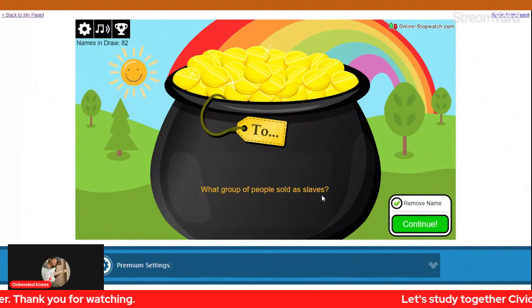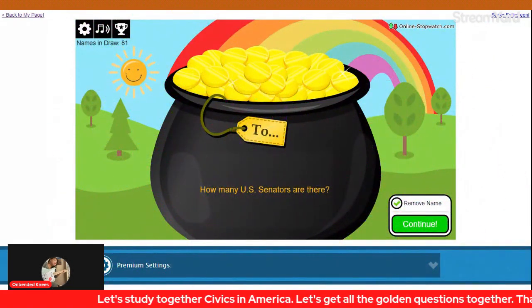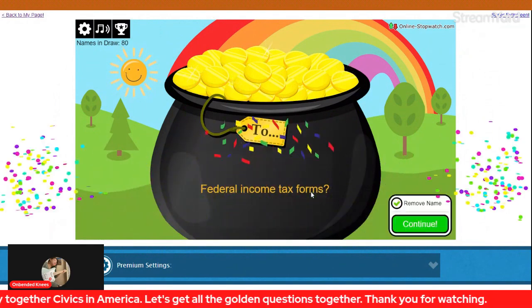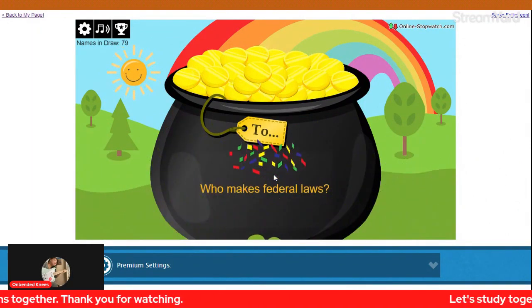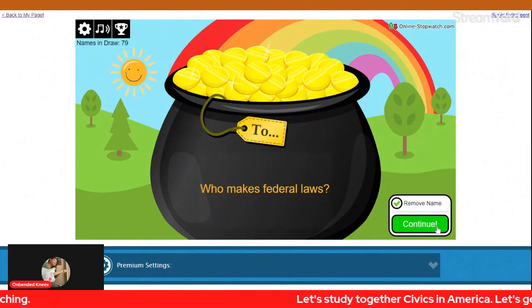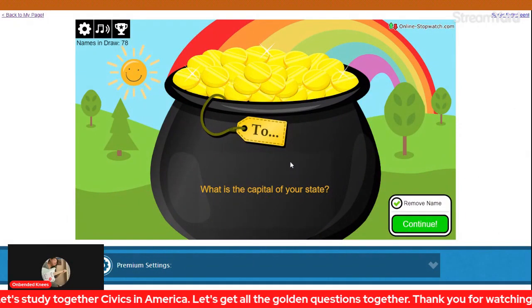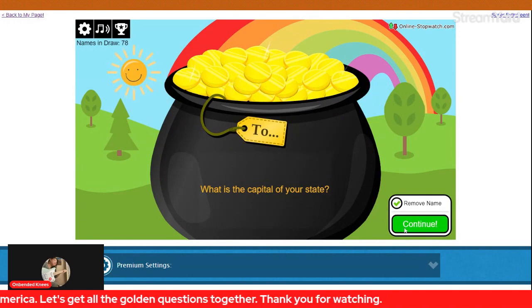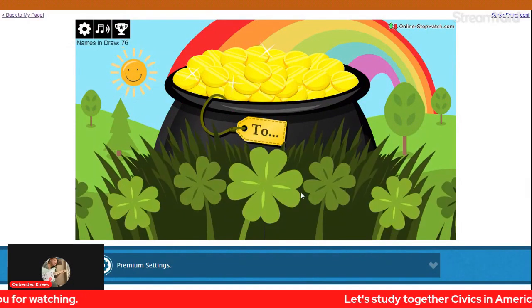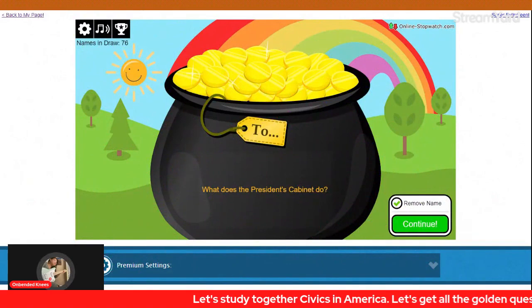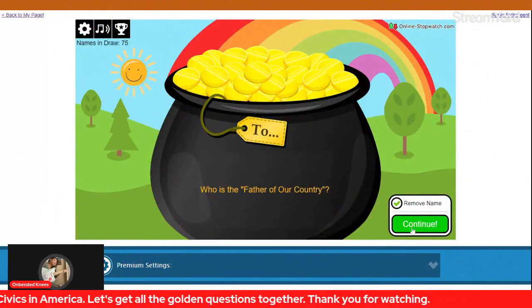People sold as slaves. People from Africa, or Africans. Next, there are 100 U.S. senators. The last day of tax submission is April 15th. Federal laws, Congress. It depends where you are. Next, if you are a senator now, it depends on your state. The Cabinet advises the president. George Washington.